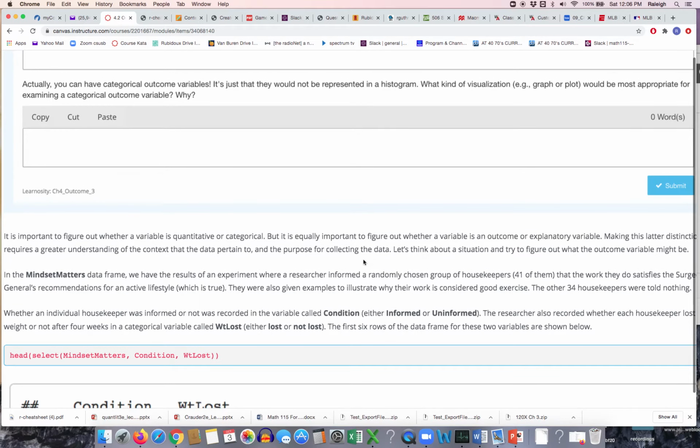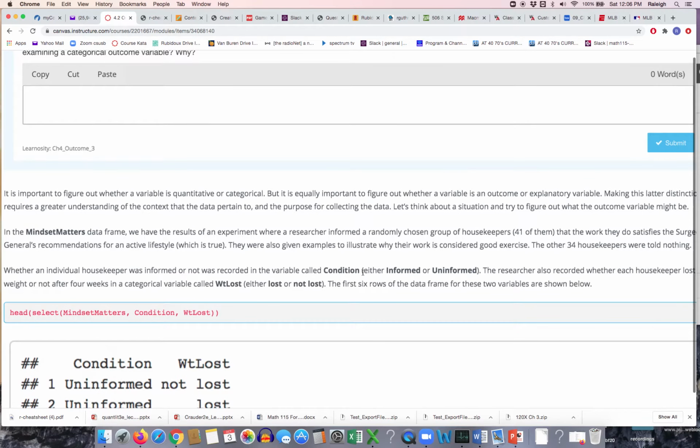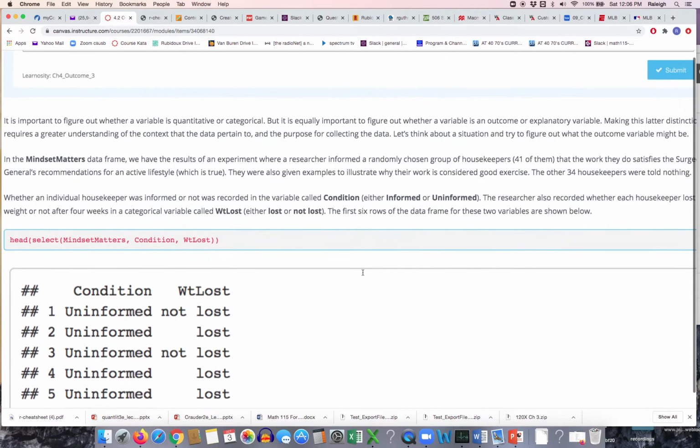Okay, so it's important to figure out whether it's quantitative numerical or categories, categorical, sometimes called qualitative, but that's too confusing. And it's equally important to see whether it's X for explanatory or Y for outcome. And so making this last distinction requires a greater understanding. There are occasions, they actually show one, where the X and the Y could be interchanged. It's possible to do that, but nearly always it's best to do it one way versus the other. So we don't want to do that. We are trying to predict a Y based on an X, not usually the other way around.